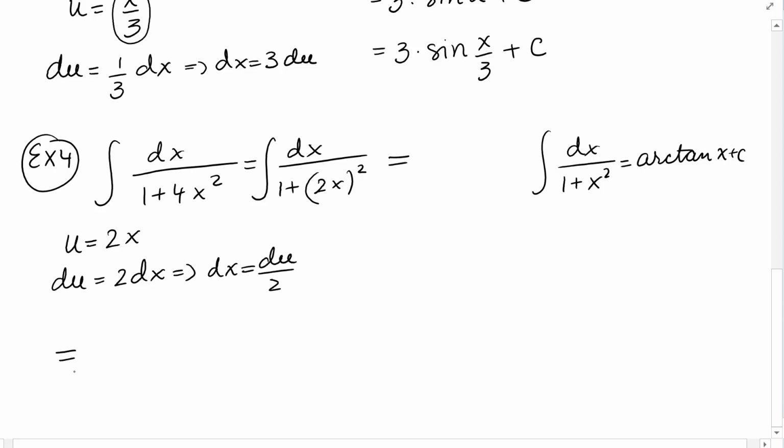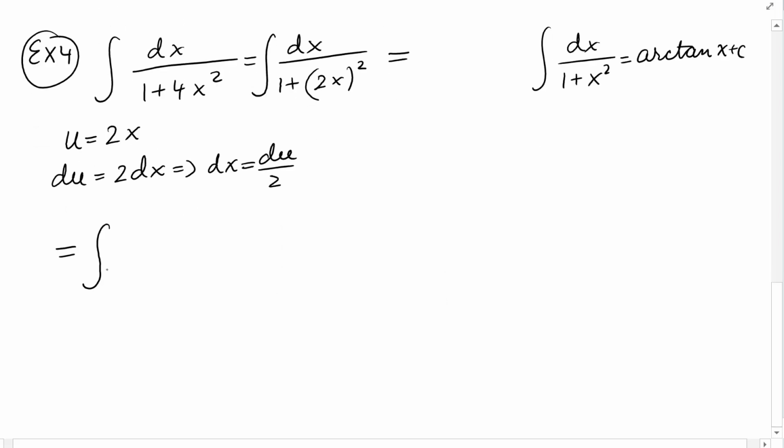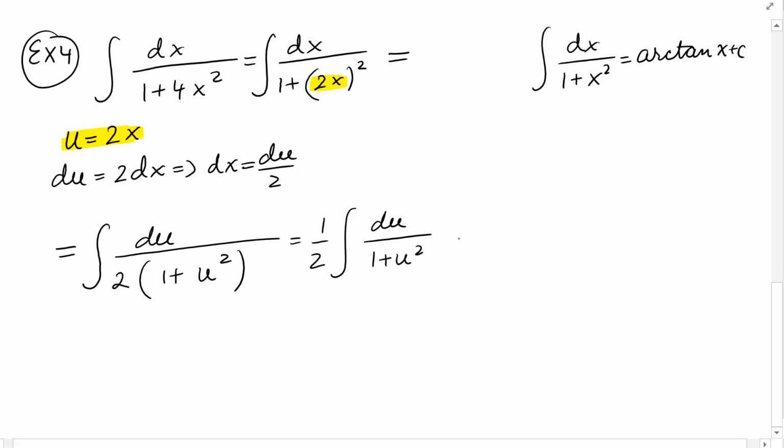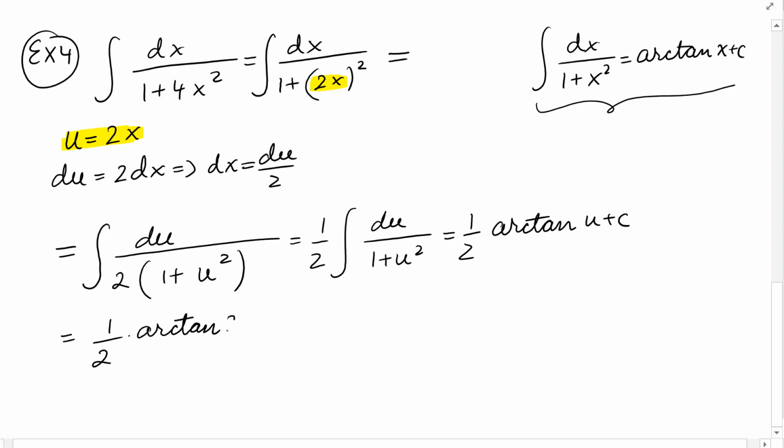So if we replace in this equation, we are going to get integral of, instead of dx, we can put du over 2, and then 1 plus u squared. Now, a half can come in front of the integral, and we get integral of du over 1 plus u squared, which, if we use the formula that we wrote here, is arctangent of u plus c. But the original problem was in x, so it's 1 over 2 arctangent of 2x plus c. Final answer.